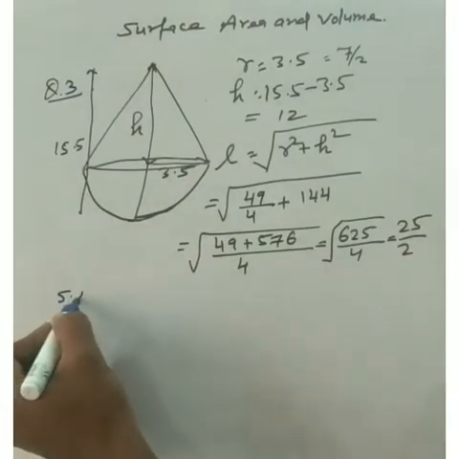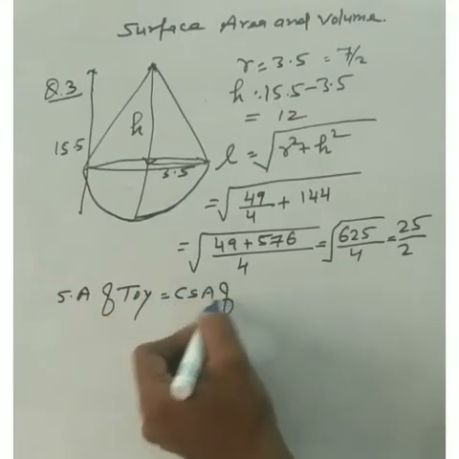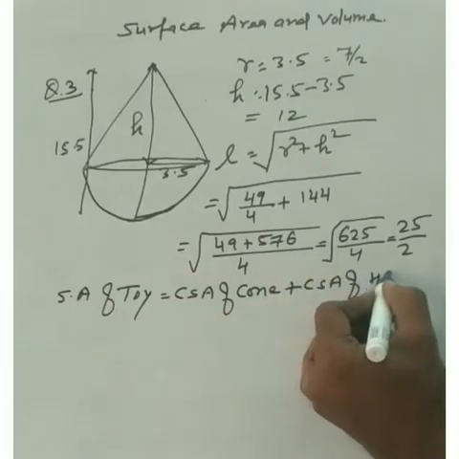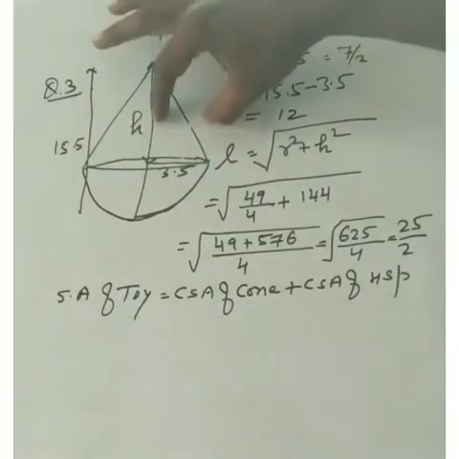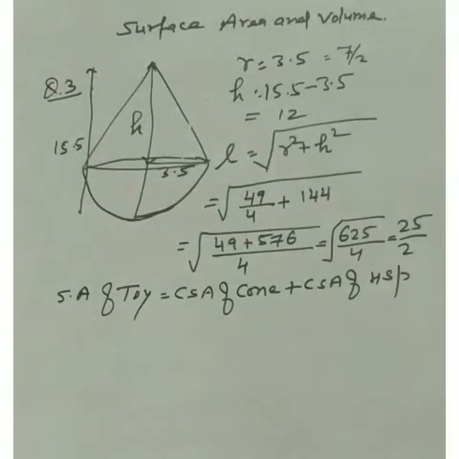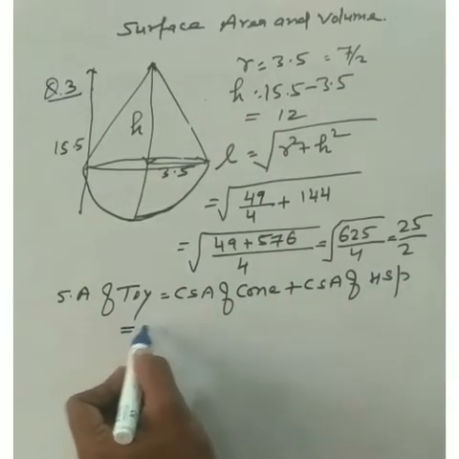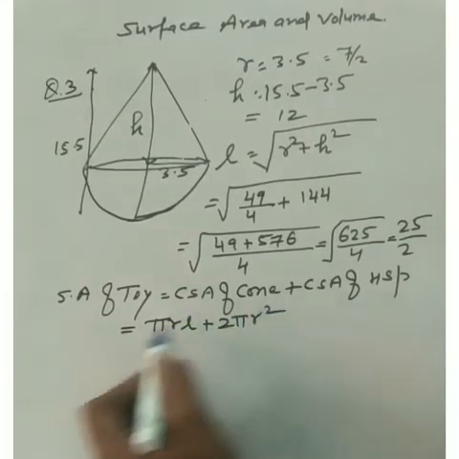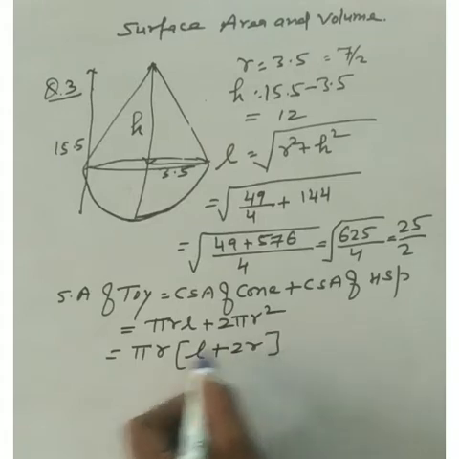Now, surface area of toy: CSA of cone plus CSA of hemisphere. When we observe this toy, we are able to see the curved surface of the cone as well as the curved surface of the hemisphere. So we are using CSA of cone plus CSA of hemisphere. CSA of cone is pi rl. Hemisphere is 2 pi r square. Pi and r common, l plus 2r.